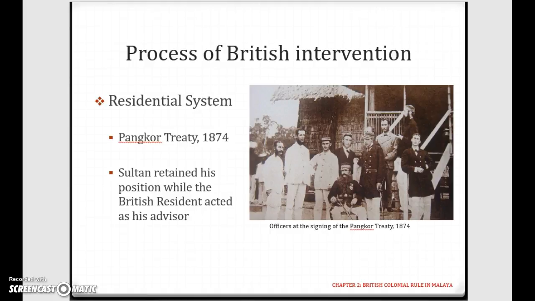So under this first system, the very first resident, well, if you had listened in my classes, you would have known that we talked about this guy called James Birch. James W. Birch was the first resident of Perak, and unfortunately, his residency ended in his murder because he was insensitive. All right, since this is a public video, I probably shouldn't be using that other word.